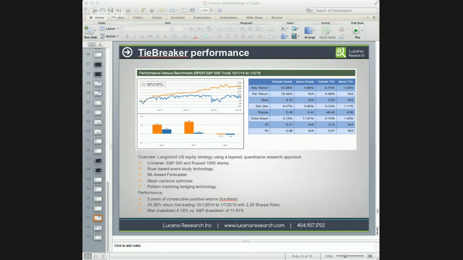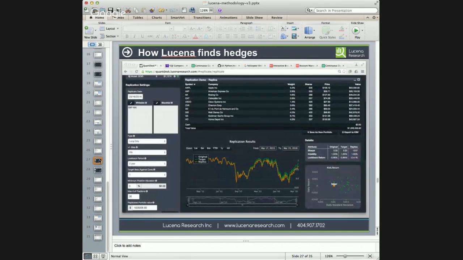You said that you find the composition of the Russell by looking at the S&P stocks. Okay, I think I know what you're asking. Earlier I spoke about portfolio replication. Let me show you an example of that. This is our QuantDesk platform. So let me restate your question and then reformulate it into what I think maybe you're really asking.